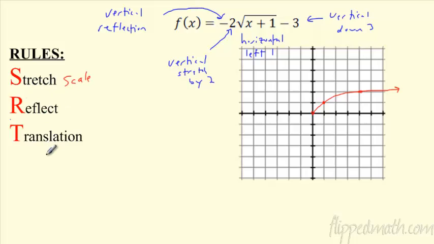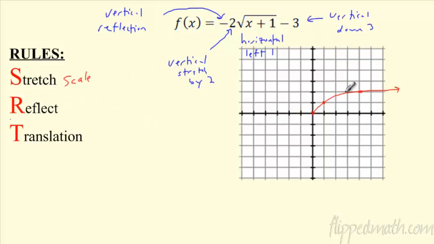Then we reflect it and we translate it. Really, the rules don't matter so much except for translation. You got to do that last. So if you can think of SRT, kind of reminds me of a reading test or something we all take here. If we can do the stretch, reflect, translate, then we're all going to get the same graph. It's like following an order of operations. If we don't, we're going to get different graphs if you start to translate your graph first.